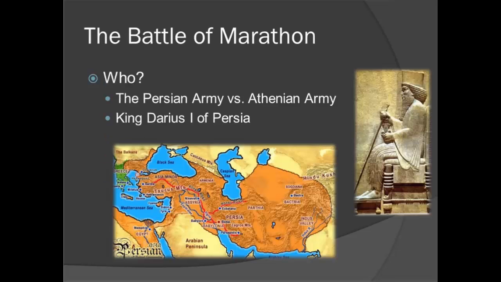The who in the Battle of Marathon is the Persian army versus the Athenian army. The Persian army consisted of King Darius I of Persia, and as you can see on the map here, Persia is this whole area in brown. At the time, they had what was considered probably the largest empire in the world, and with that, they had a massive amount of resources and troops.